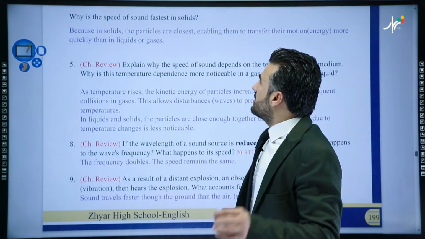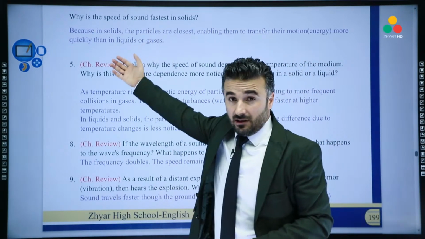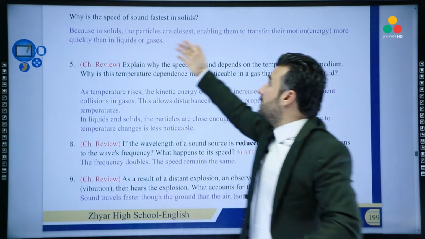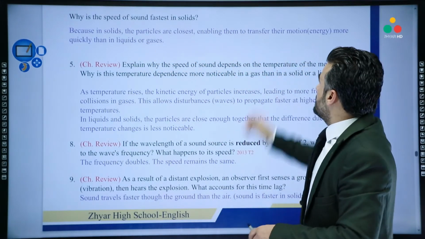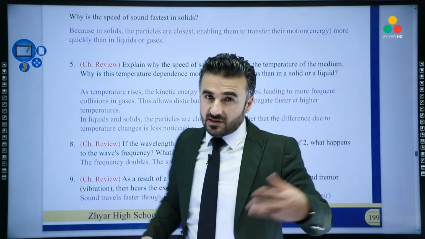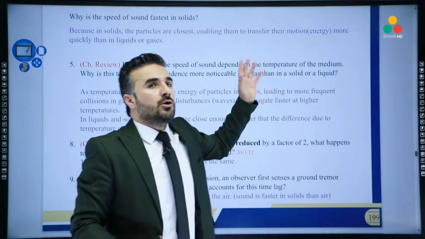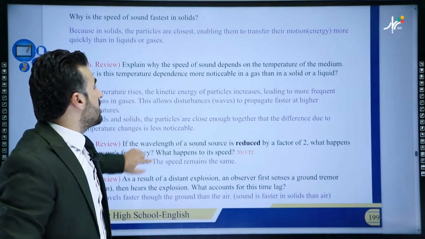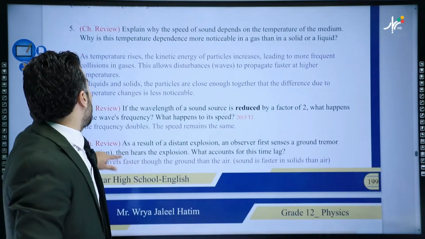Why is the speed of sound fastest in solids? That is because in solids, the particles are very close to one another, enabling them to transfer their motion, the disturbance, their energy very quickly, or more quickly than in liquids or gases.